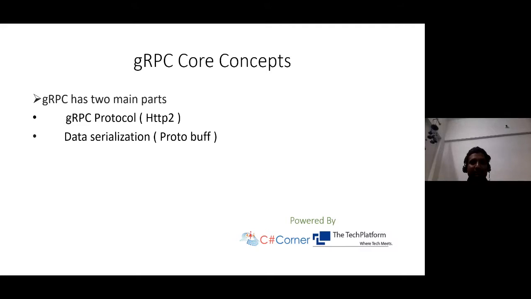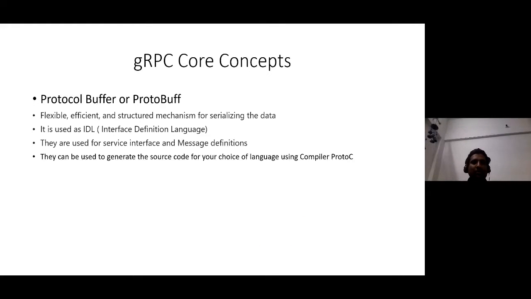So HTTP2 is an extension over our traditional HTTP, which provides some enormous features like performance and streaming: client side streaming, server side streaming, as well as bidirectional streaming. So this is the main component of gRPC, as well as protobuf. Let's try to explore what is protobuf.